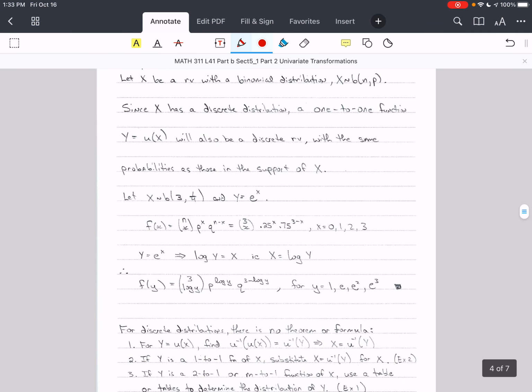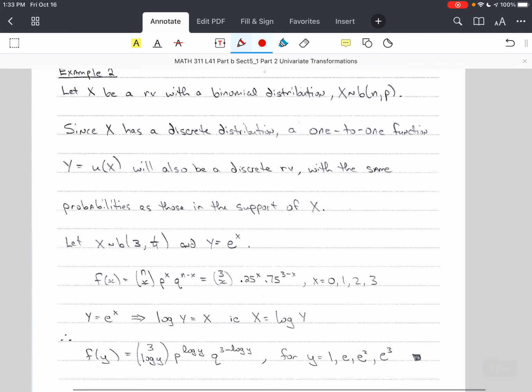So as I mentioned last time, we did this example where we were dealing with a binomial distribution. So x has a binomial distribution, parameters n and p, and if we choose a 1-to-1 function, then we're going to have the same number of values in the support of y as we do in the support of x, and so we will have the same probabilities in the PMF of y as we do in x. They just may be in a different order.